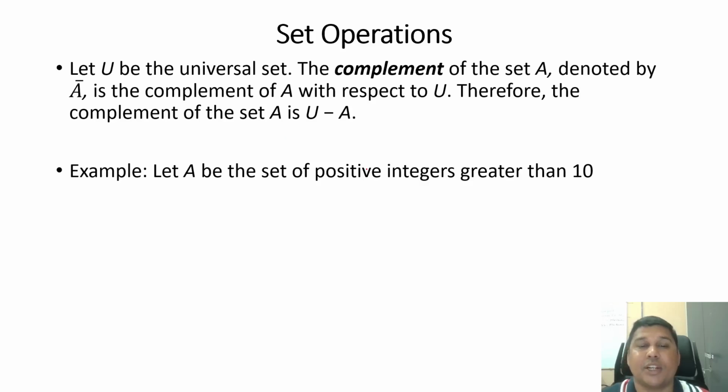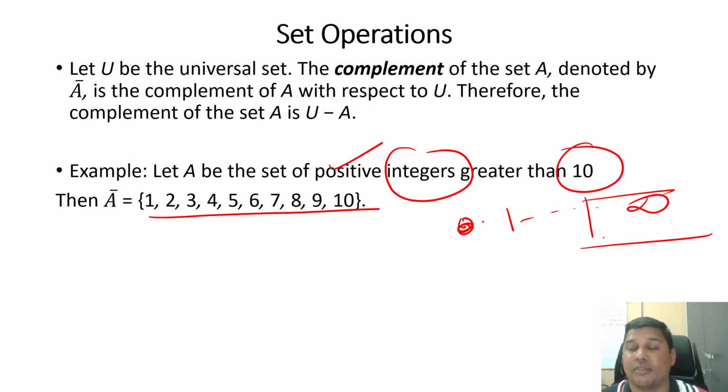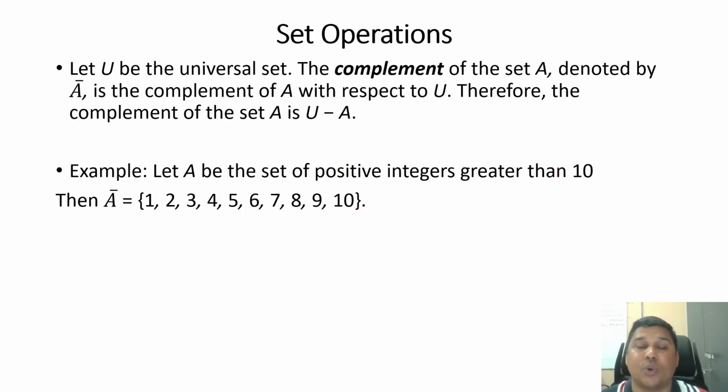Let A be the set of positive integers greater than 10. Then A complement will be 1 to 10, because we are saying integers and that too positive, so it starts from 1 to infinity. In that I am saying A is the set of positive integers greater than 10, meaning after 10 everything. So what is its complement? The remaining elements, that is 1 to 10.